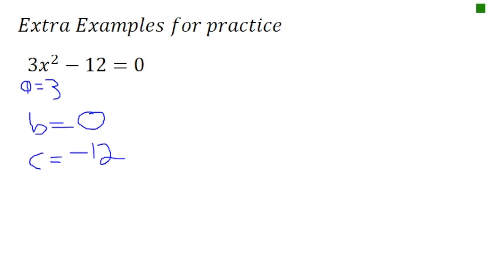Go ahead and solve for it. Pause it here. Try to see if you can get your answer, and then click forward to see if you get the same answer. All right, so the answer for this one would be negative 2 and 2.